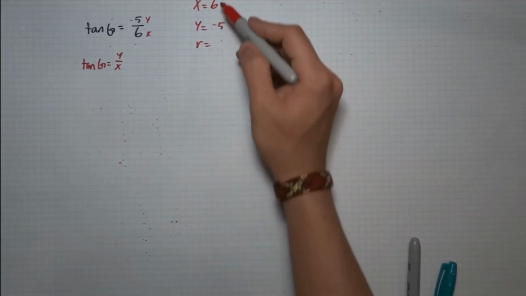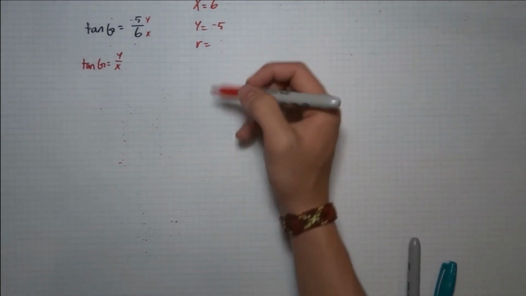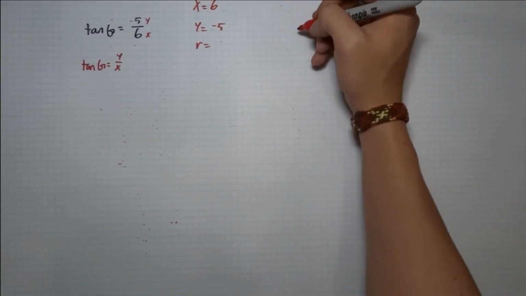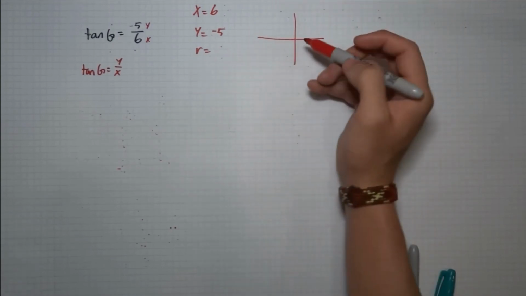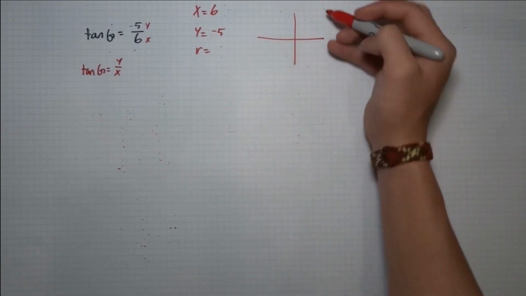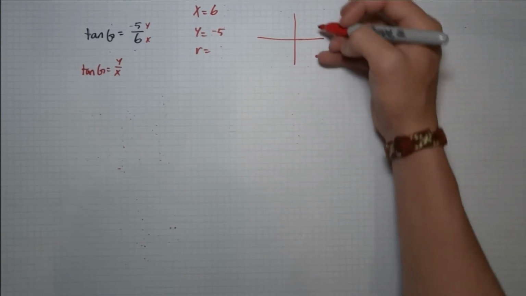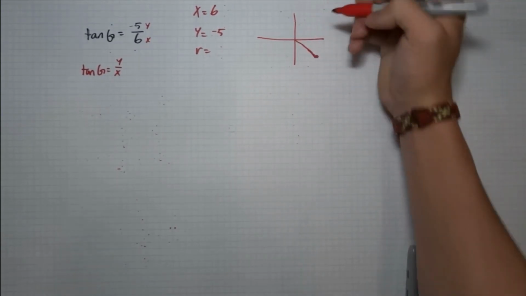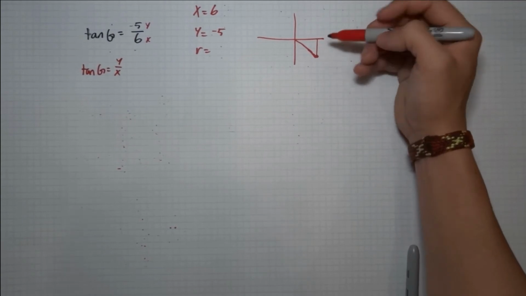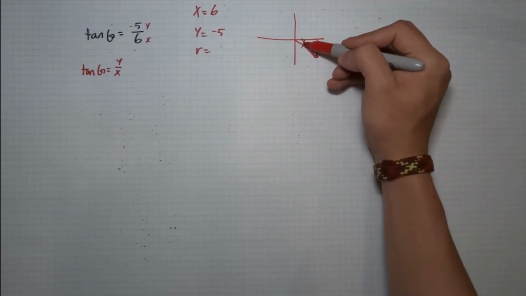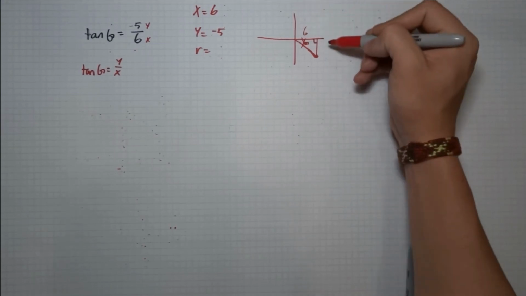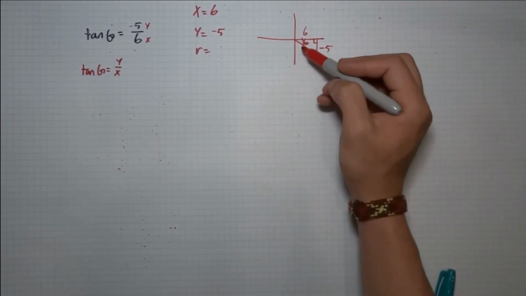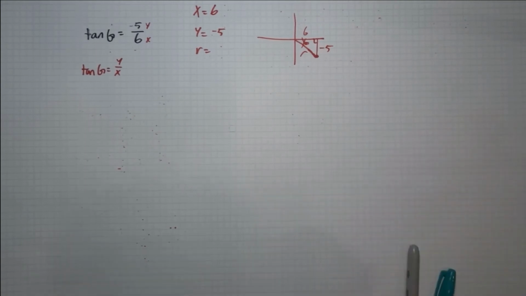All right, so using this, I need to find the radius. And if I wanted to draw this out, I'll move this down for you guys. We would be 6 over here and negative 5 down here. We'd be somewhere over here. It doesn't really need to be specific, but the point is that this part right here is G. This is our right angle, and we know that this is 6 and this is negative 5. So we need to use the Pythagorean theorem to find R right here.